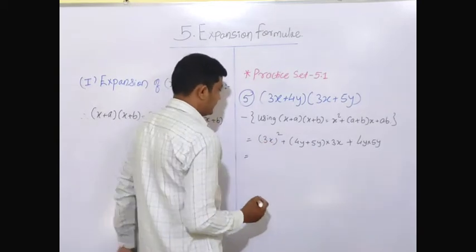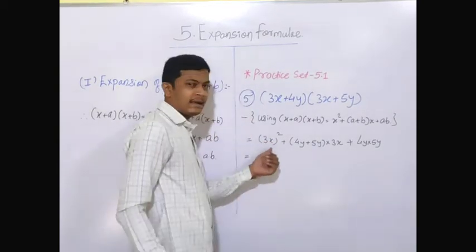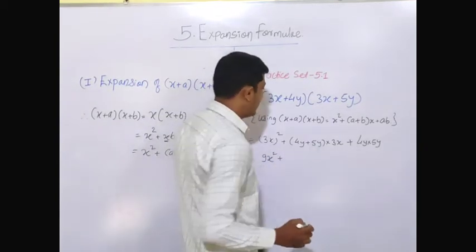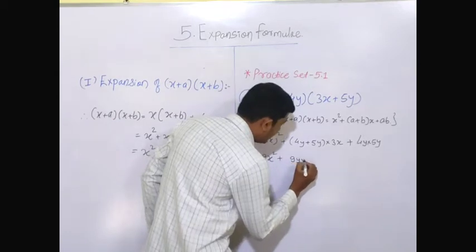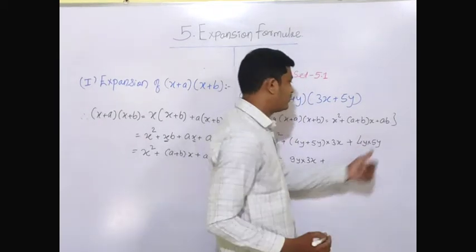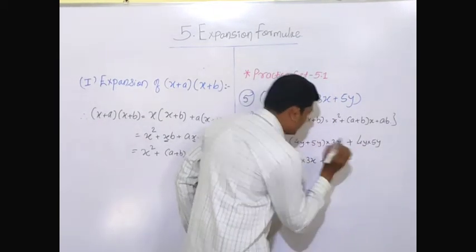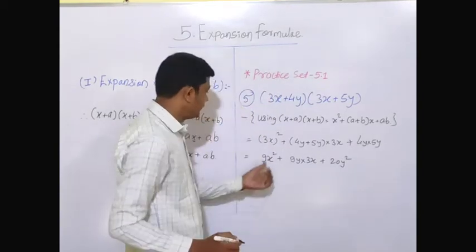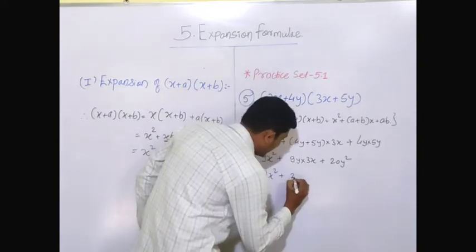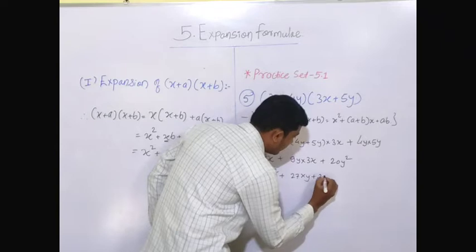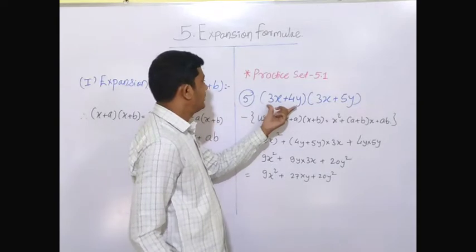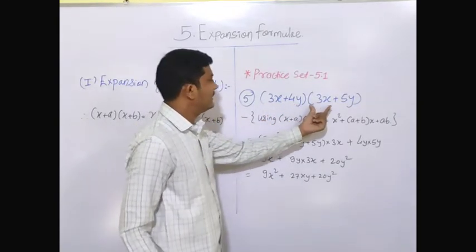Square of the 3x, that is 3 square is 9, and x square is simply x square. So 9x square plus 4 plus 5, that is 9, 9y into 3x, plus 4 fives are 20, 20 combined with y square, that is 20y square. Therefore, the simplification is 9x square plus 27xy plus 20y square. This is the simplification or expansion of the two brackets, that is 3x plus 4y and 3x plus 5y.